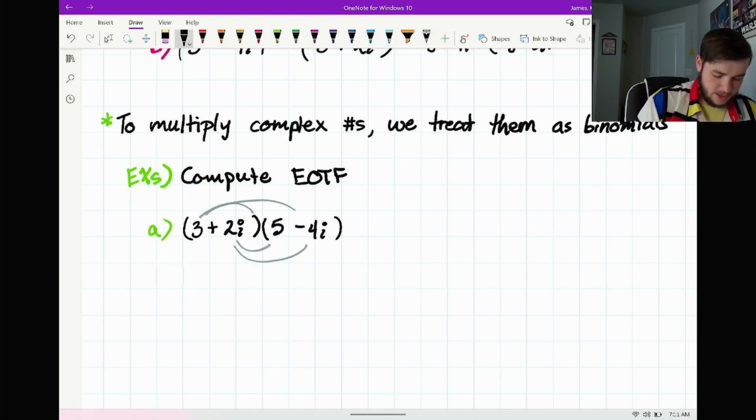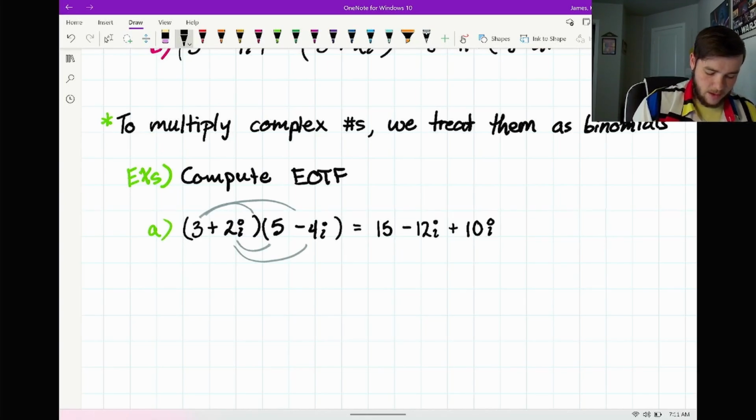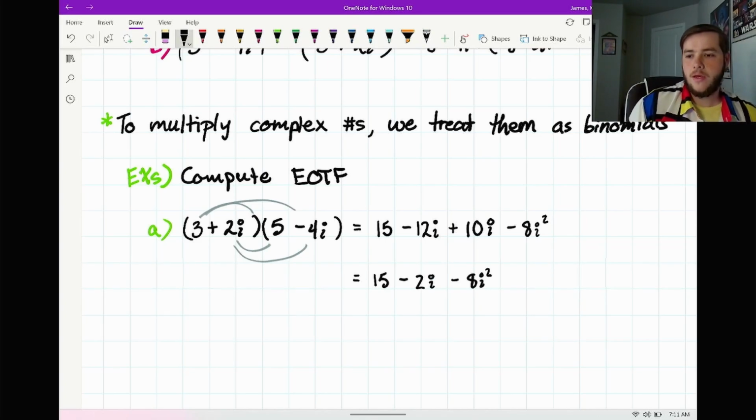The first terms give me 3 times 5 is 15. 3 times -4i is -12i. 2i times 5 is 10i. And -4i times 2i is -8i squared. Now we need to combine some like terms. My -12i and +10i simplify down to -2i minus 8i squared. Now there's something we can actually do to simplify further.